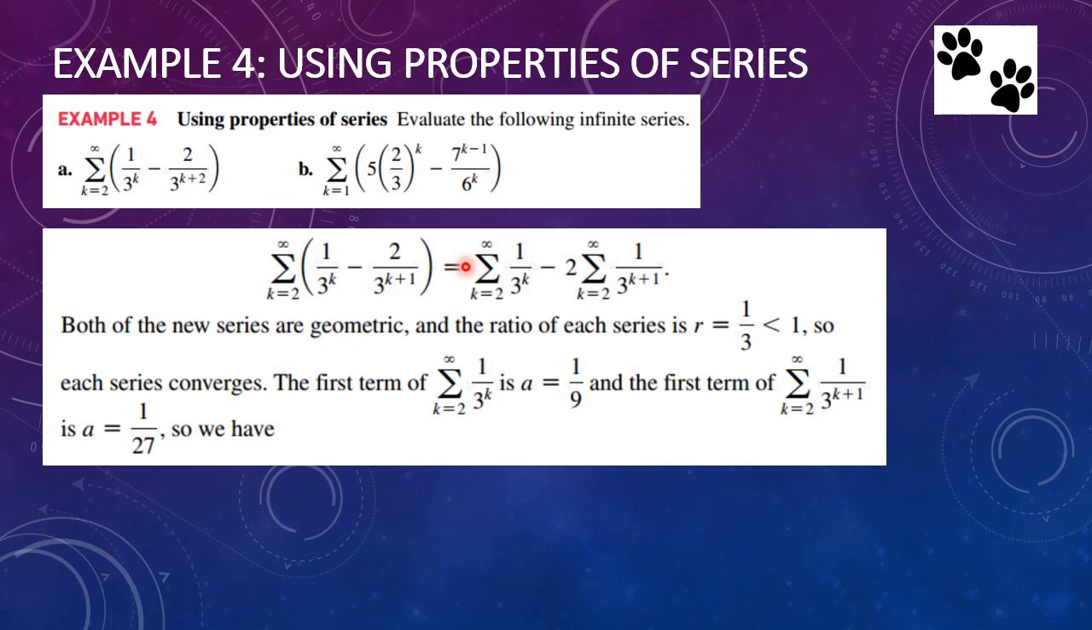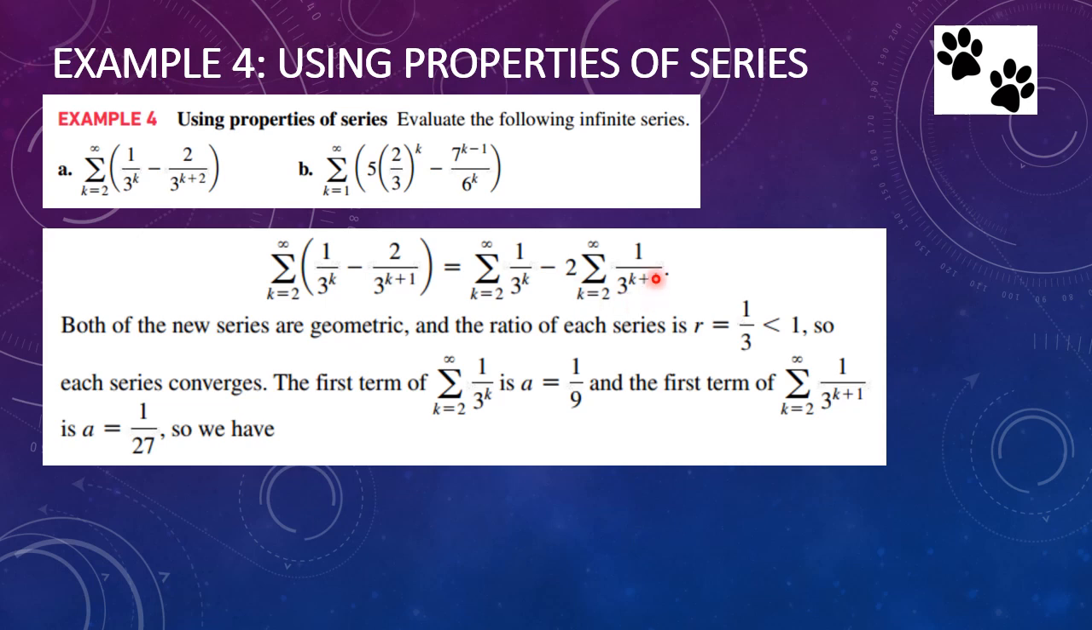and so we can calculate them out. Now the first term in this first one, again, notice our index is k equals 2, so we need to plug that in. 1 over 3 squared is 1/9. Here we have 1 over 3 to the 2 plus 1, which is 3 cubed, or 1/27. R is the same in both of them, so we can use our formula a over 1 minus r to find the value of the first infinite series, geometric series.